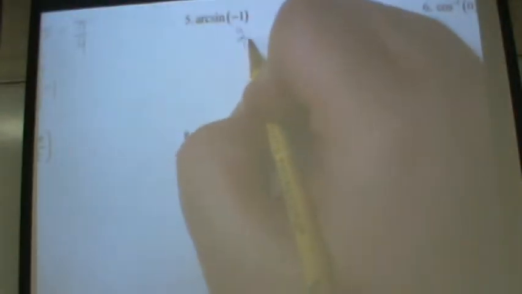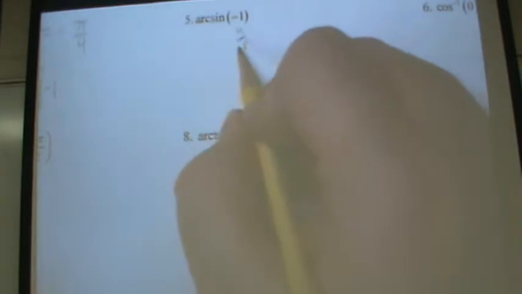So, number 5. We're finding the arc sine of negative 1. Like we just said, none of our triangles have a hypotenuse of 1. So we have to go back to when we were talking about the unit circle and sine. We redefine sine as y over r. Our r is always 1, so we're looking for where y is negative 1.